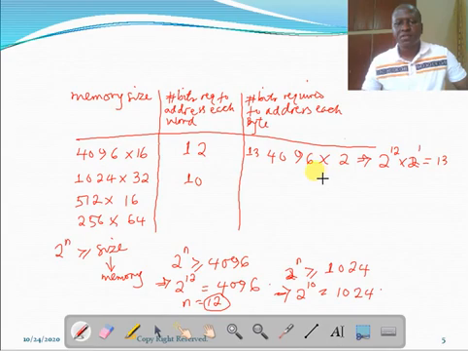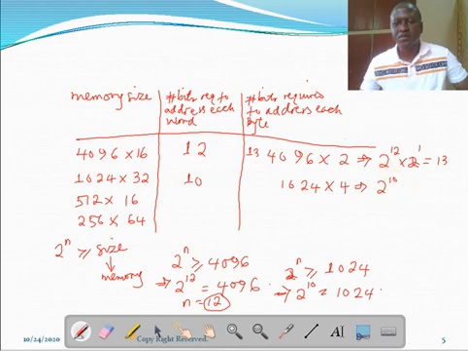While in the case of each byte, we are going to have 1024 multiplied by 4 bytes, which gives you 2 to the power of 10 multiplied by 2 to the power of 2. If you add the powers, that gives you 12. So in this case, 12 bits are required in order to address each of these byte locations.